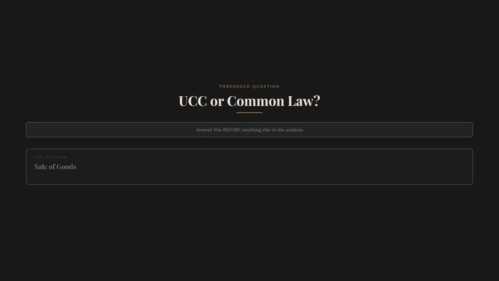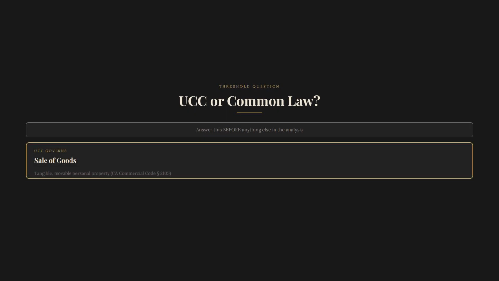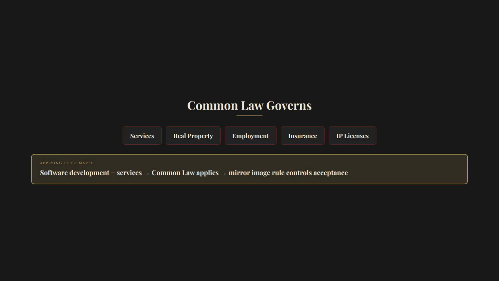UCC or common law? The UCC governs contracts for the sale of goods, and California Commercial Code Section 2105 defines goods as tangible, movable personal property. Common law governs everything else: services, real property, employment, insurance, intellectual property licenses. Maria's software development deal is a services contract, so common law governs, which means the mirror image rule applies to her acceptance question, not the battle of the forms. It doesn't have to be that complicated, seriously.